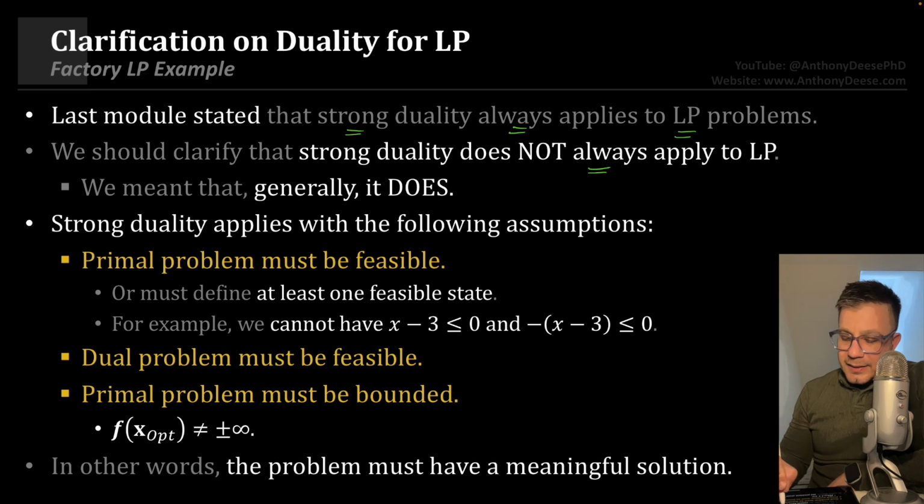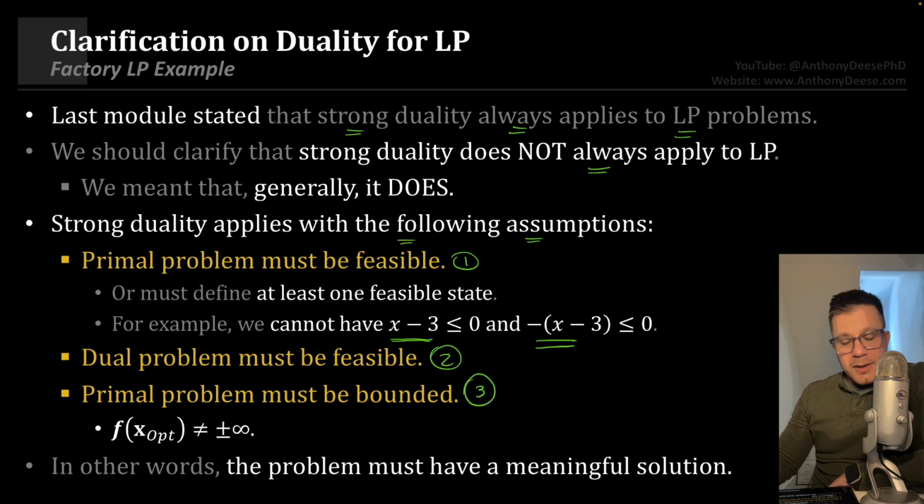So strong duality applies to linear programming problems with the following assumptions. First, the primal problem must be feasible, so it must define at least one feasible state or subset of feasible states. For example, we can't have a case where the inequality constraints dictate that x minus 3 must be less than 0 and minus x plus 3 is less than or equal to 0, right? There's no value of x that satisfies both of those. Second, the dual problem must be feasible, so we can't have any infeasible inequality constraints in the same way. And the primal problem must be bounded. It can't have an optimal value of infinity if we're talking about a maximization problem. So in other words, strong duality applies to linear programming problems that have a meaningful solution.